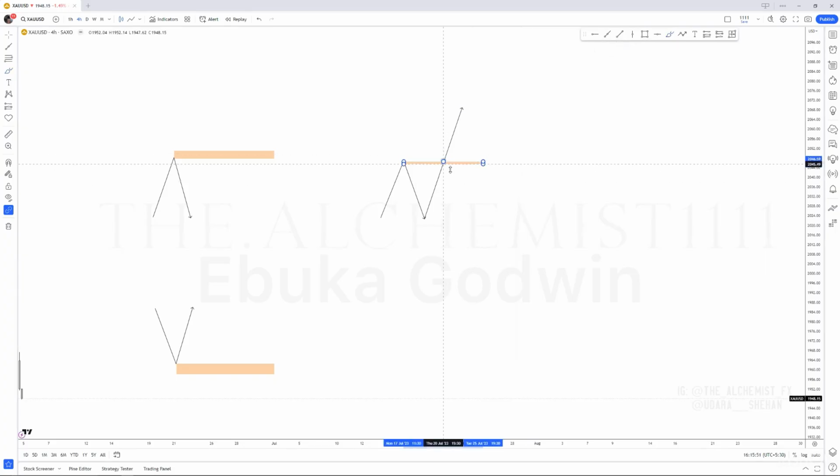Okay, so once the resistance is broken, it will turn into a support. So we call this RBS. Resistance broken, turning into a support. So this was a resistance. Now it is broken, then it turns into a support. That is why we call it RBS. Very simple. Okay, so I'll show you examples.